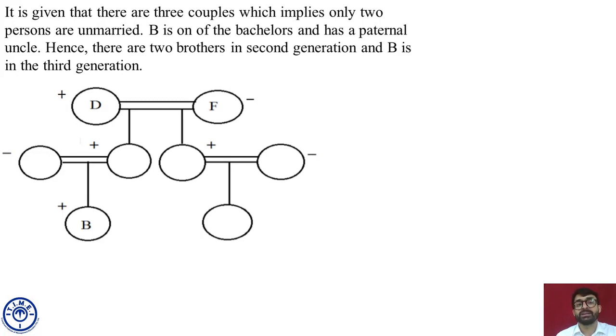D and F have to be the grandparents of B. D is grandfather, F is grandmother, and there are 2 siblings in the second generation. One of them is the father of B, and B's father has a brother. So the middle 2 circles have a plus sign because B has a paternal uncle. I hope this is okay. And there are 3 couples. So B's father is married to a woman, and his brother is also married.